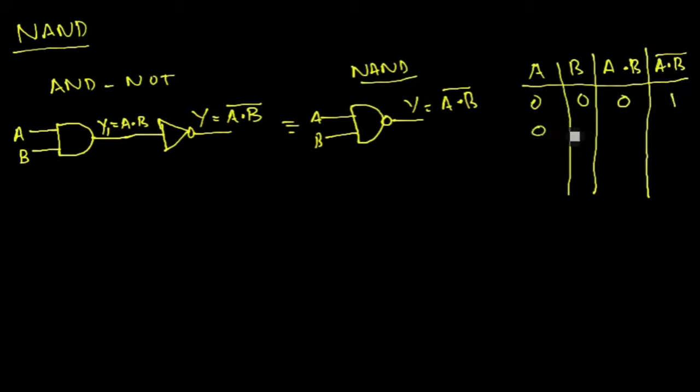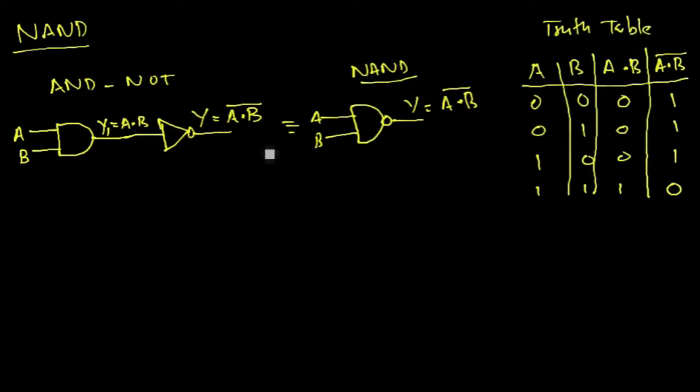When A is 0, B is 1, then A and B is logically 0, so (A and B) all complement is logically high. When A is 1 and B is 0, then A and B is logically 0, then (A and B) all complement is again 1. Then when A is 1, B is 1, A and B is 1, then (A and B) all complement is 0. So this is the truth table for a NAND gate.